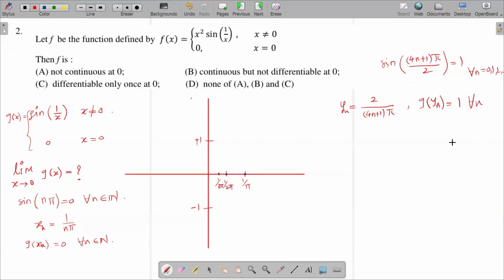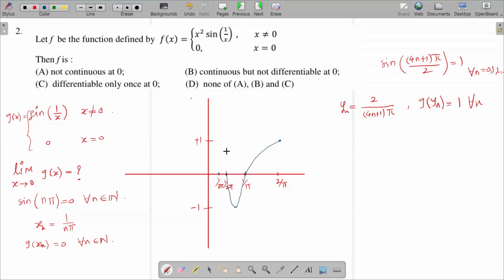Is it fine? That means for n equal to 0 it is 2 by pi. So 2 by pi is somewhere here, and the corresponding sine value is 1. Then you can see that it will come down to 0 at 1 by pi. It will come further down, somewhere between these two it will be minus 1.